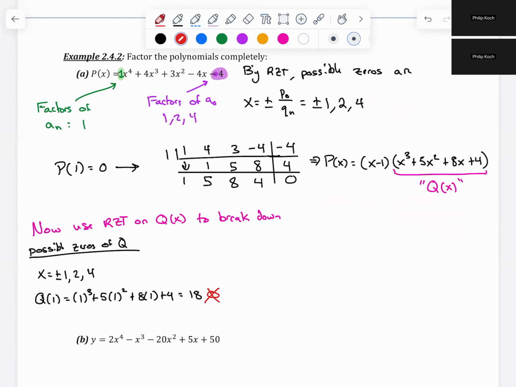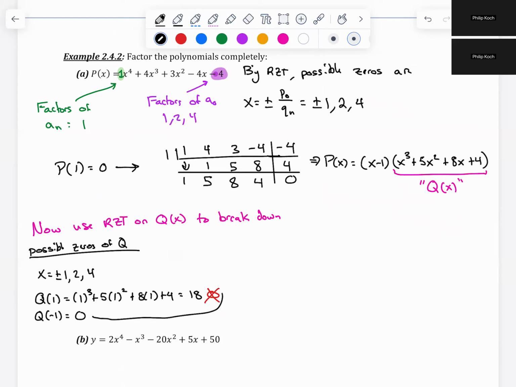Then we'll try, let's do Q of -1. So I'll just add a negative sign in front of all these parentheses, on the inside of these parentheses. And I get 0. So x plus 1, x minus -1, right? X minus -1, which is really x plus 1, is a factor of Q, which means that it's a factor of P, but we'll get there.